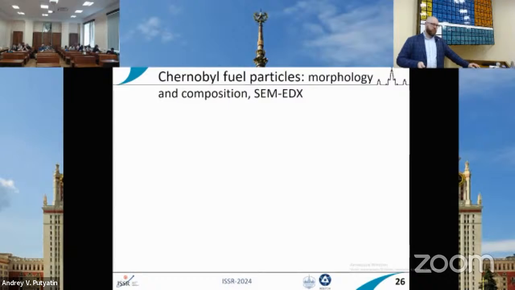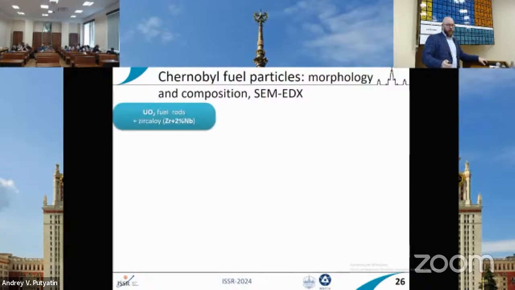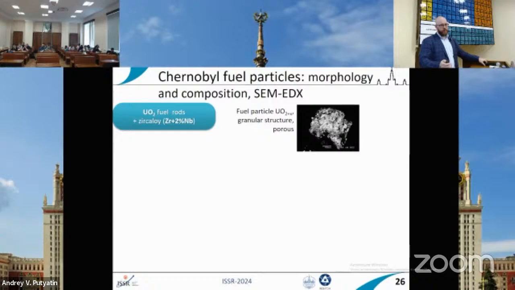Just a few more examples of what we can do. We can analyze even very highly active particles, like Chernobyl fuel particles. Of course, you need shielding for your station and permission to work with radioactive materials, but still you can get a lot of information from this investigation, not only the composition of the particles, but also their morphology.